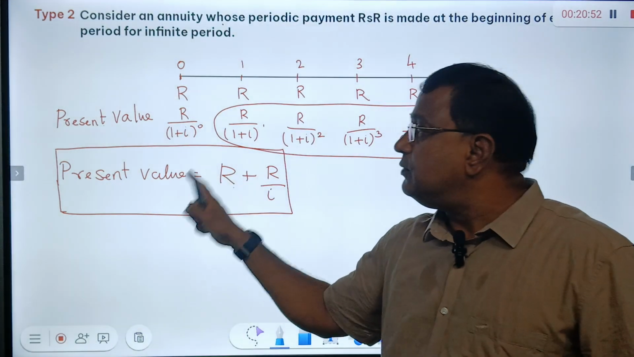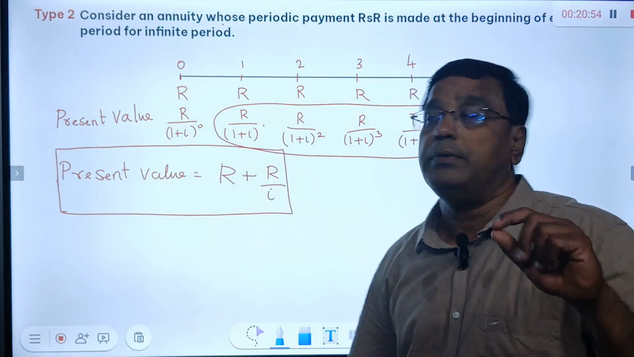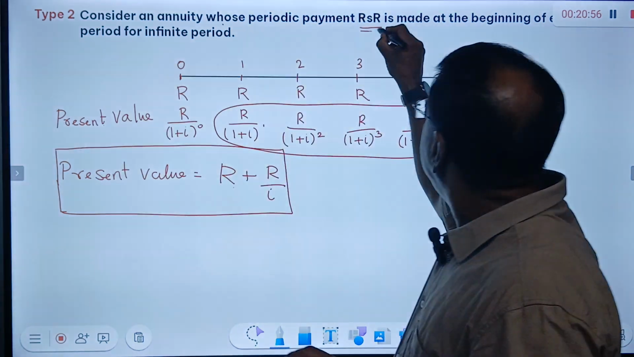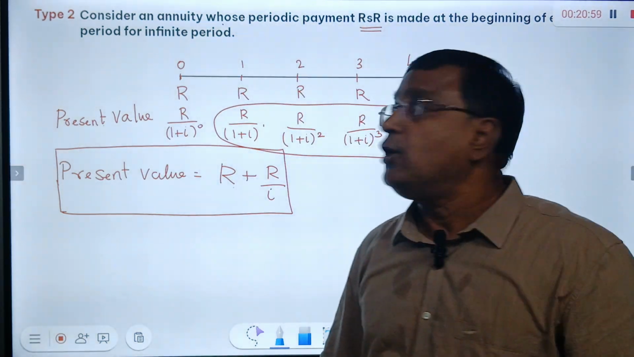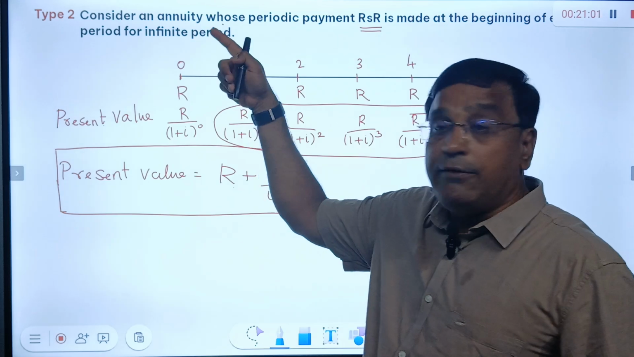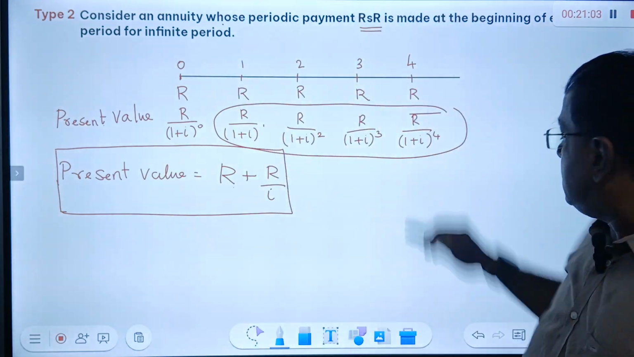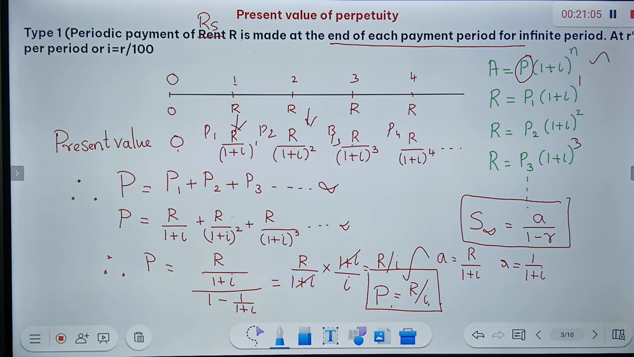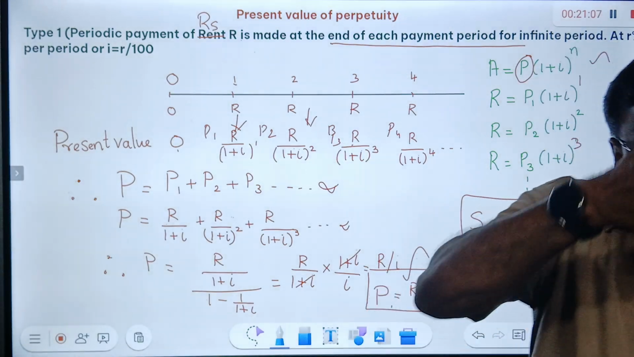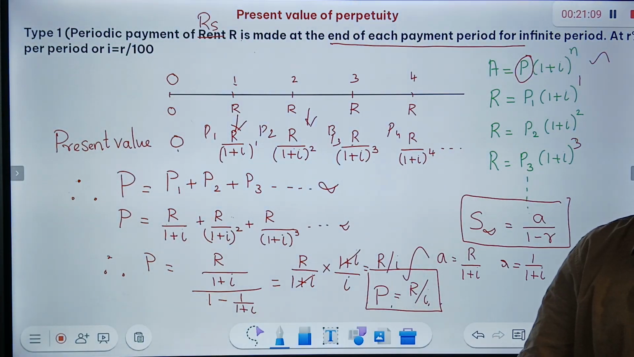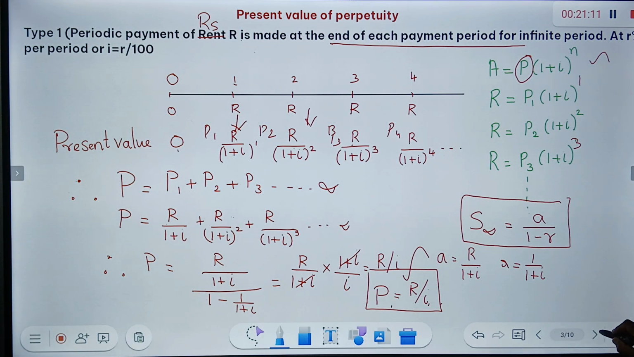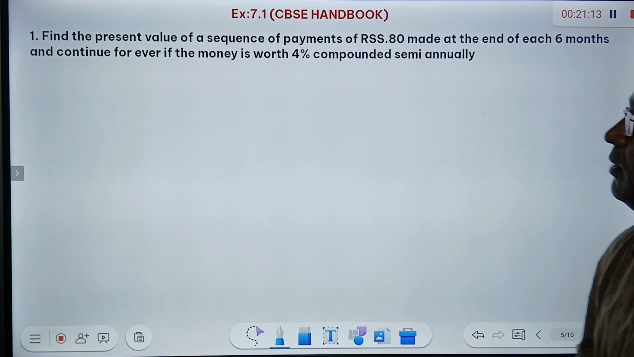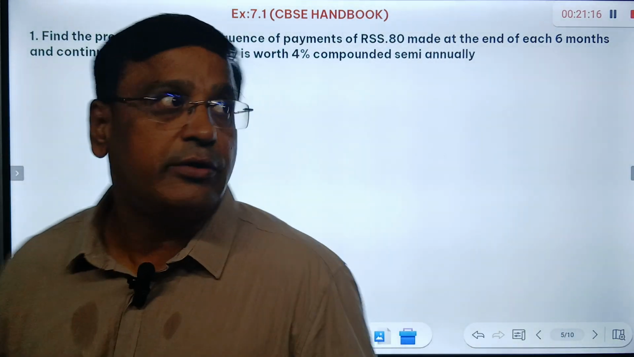What is this formula for? This is periodic. The rupees R is made when? At the beginning of each period, forever, infinite. Whereas in the previous case, R by i, rupees R is made when? At the end of each period. Is that clear? Okay.